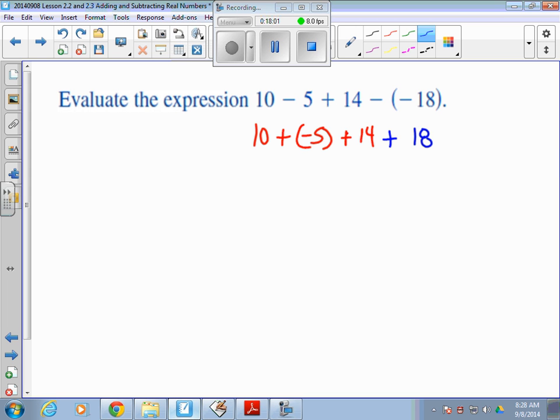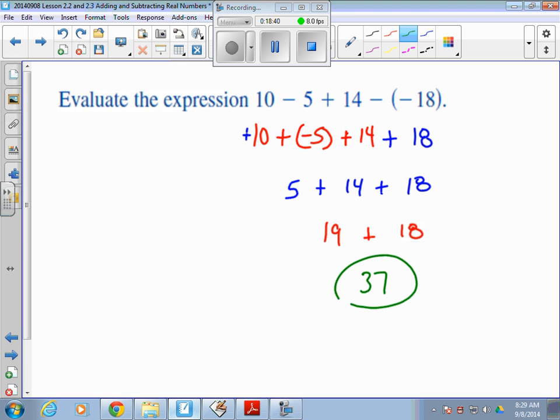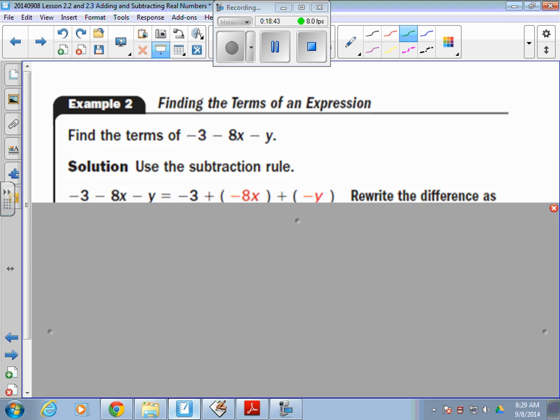10 plus negative 5, opposite signs, subtract the absolute values. 10 minus 5 is the number 5. 10 is the higher absolute value, it's positive, so 5 is going to be positive. So 5 plus 14 plus 18, okay? We're adding same signs here, 5 plus 14, you add the absolute values, 5 and 14, you get 19, and since they were both positive, it remains positive. And then you bring down your plus 18. Same steps, you add the absolute values, 19 and 18, and you get 37, and they were both positive, so it remains positive.